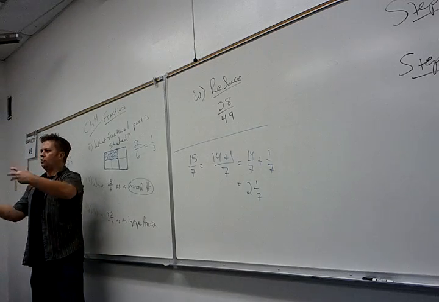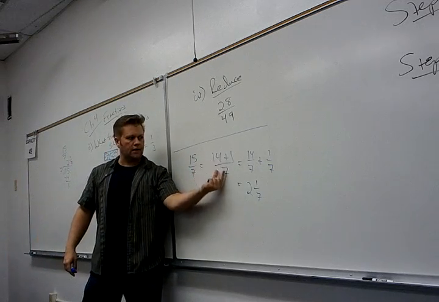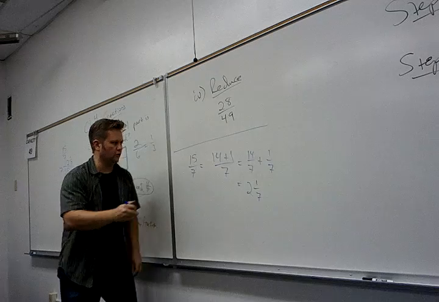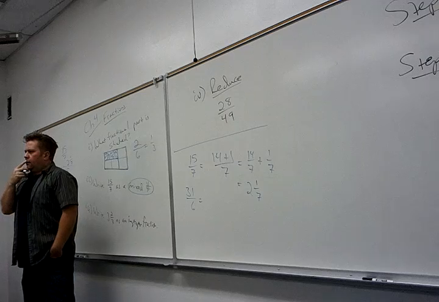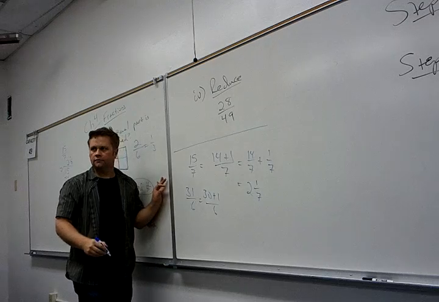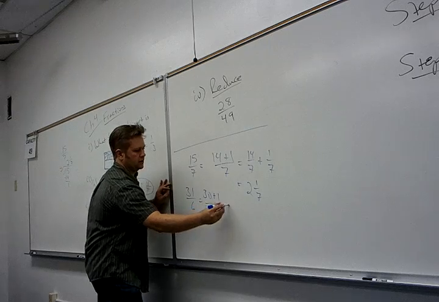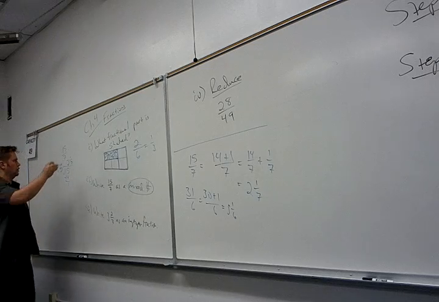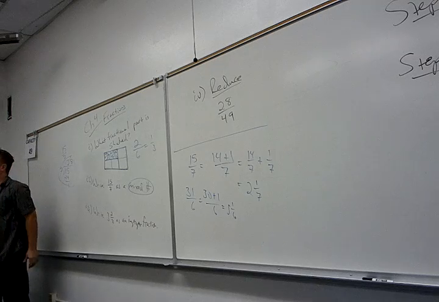So that's really what's going on when you're changing something from improper to mixed. You're seeing how many whole things it goes into, and then the remainder is left. So you really could rewrite it as something that goes in plus the extra. For example, if I had 31 over 6, I could write it as 30 plus 1 over 6. That's 5 and 1/6. See that? You could always do it this way too. Nothing wrong with that way. That's kind of a neat way just to do it in your head, possibly quicker.